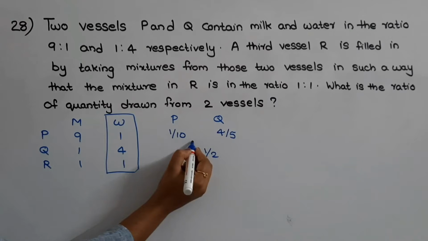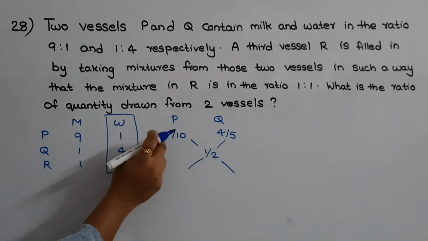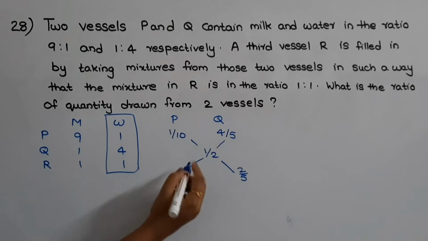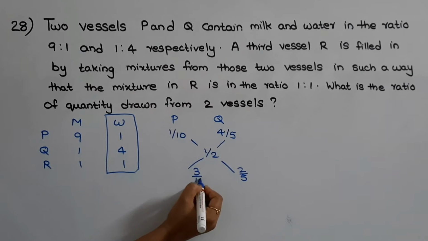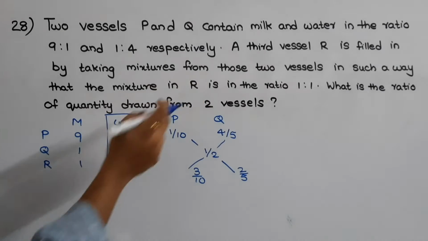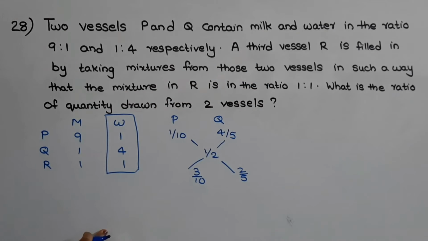Now take the differences diagonally. The difference between this both is 2 by 5 and the difference between this both will be 3 by 10. So this is the ratio of the liquid that should be taken from P and Q and transferred to vessel R, so that the ratio becomes 1:1. So the answer is 3 by 10 is to 2 by 5.